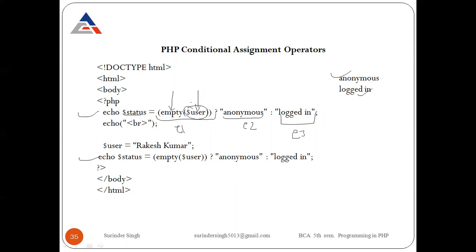In this case, we are not assigning any value to the user variable. In the first case, variable user has the value empty, null. Clear? The empty function checks if the user variable has a value or not. In this case, the user variable is empty, so the empty function returns true. And if expression 1 is true, then expression 2 will be executed, and it assigns this string to the status variable. Clear? Anonymous.